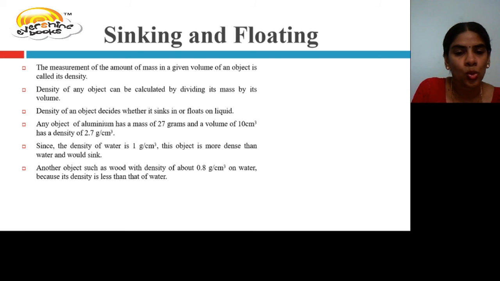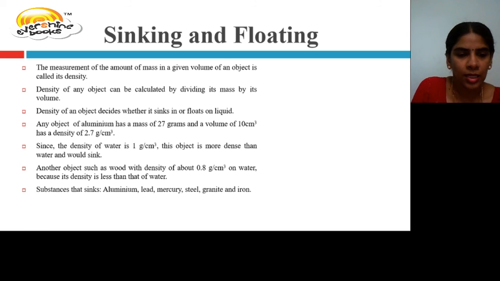Another object such as wood, with the density of 0.8 grams per centimeter cube, will float on water because its density is less than that of water. So let us discuss the substances that sink: aluminium, lead, mercury, steel, granite and iron. All the densities of these objects are more than the density of water.